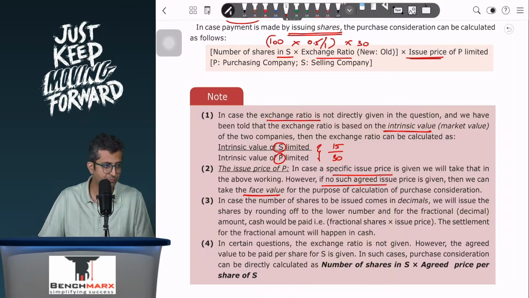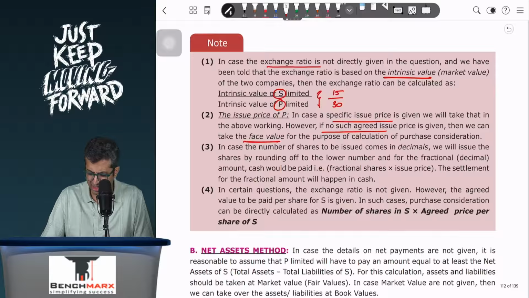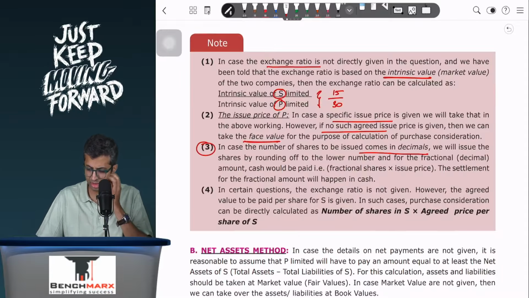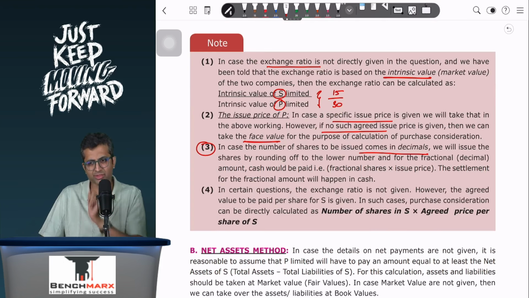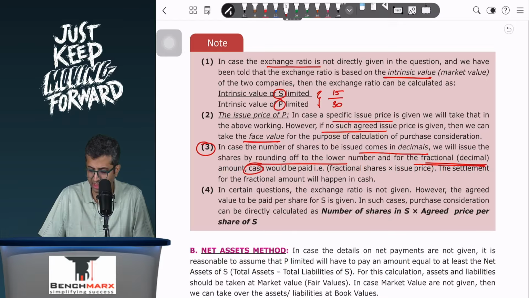Further, this is rare, but if the number of shares comes in decimals after applying the exchange ratio, we cannot issue shares in decimal. So for the decimal element, let's say you have to issue 15.5 shares, then I'll issue 15 shares and pay cash for the 0.5. We will round off to the lower number, and for the fractional, that is the decimal element, cash would be paid. The settlement would happen for the decimal amount in cash.